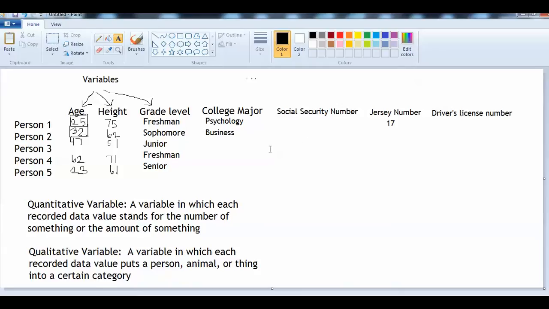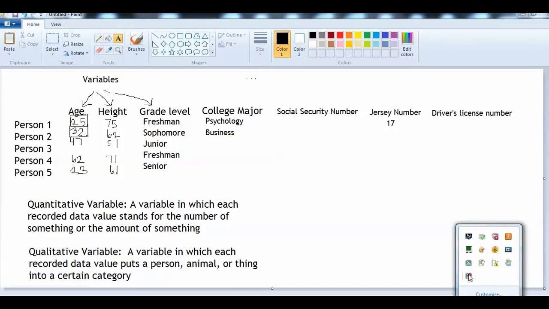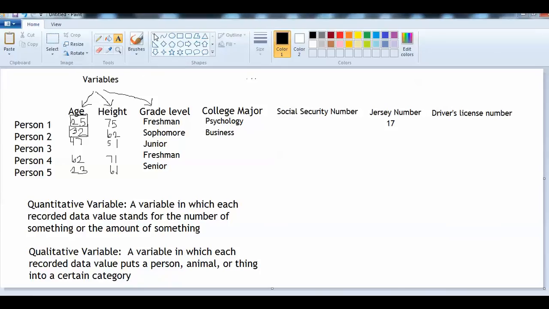So quantitative means numbers that actually stand for a quantity, and qualitative means the data values are either words, like over here, or meaningless numbers that are just labels. What I mean by meaningless is just numbers that don't actually stand for amounts. The last thing we'll do is that we'll break these down into two other types of variables.